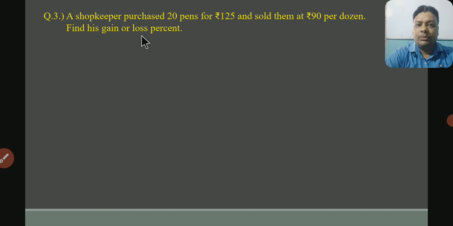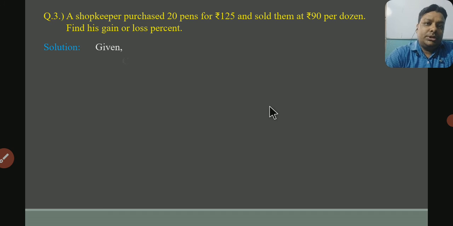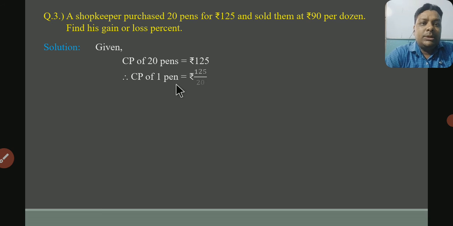We have to find the value in percentage clearly, but here you can see that the quantity of pens is not the same. CP of 20 pens, but SP of 12 pens, a dozen. So at first in this question, the quantity should be the same. CP of 20 pens is 125. Then what will be the CP of 1 pen? Rupees 125 by 20. We will find the value for the same quantity, and since it is in percentage, it does not matter whether the value is for 20 pens or 1 pen. So now rupees 25 by 4.